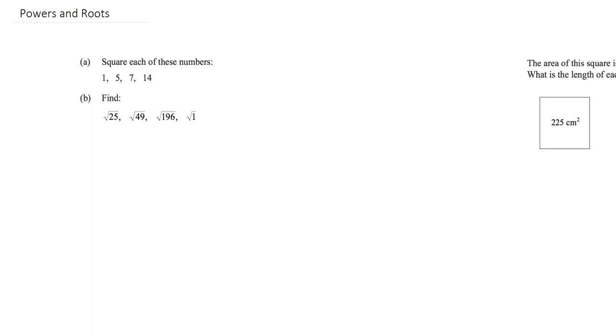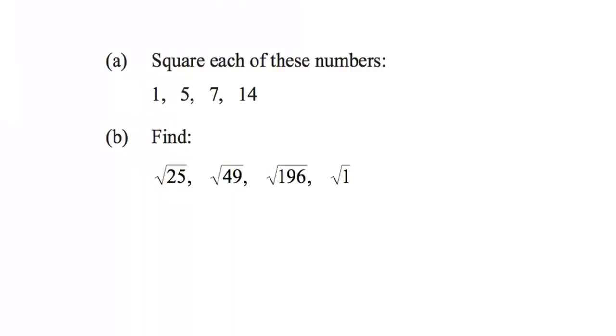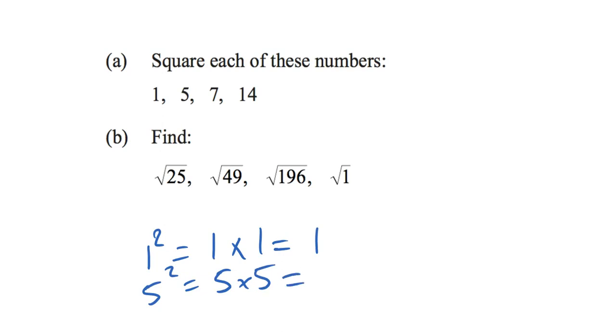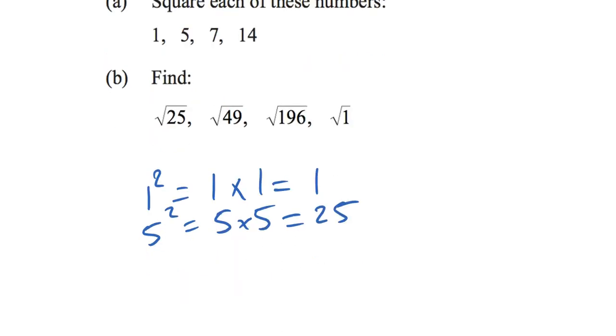So in this video, we're going to take a look at powers and roots. Let's start off with some nice, easy, simple warm-up questions. What we're going to do is square each of those numbers in part A. So if I do 1 squared, it means 1 times 1. Well, of course, that is going to be 1. 5 squared means 5 times 5, which is 25. 7 squared means 7 times 7, of course, which is 49.